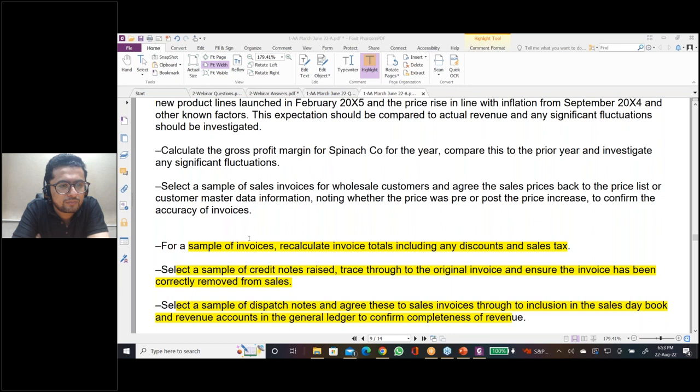Ibrahim has asked a question. If goods are not dispatched by the year end, can we still record it as revenue? Everyone out there, can you answer Ibrahim's question? If the goods are not dispatched by the year end, we actually received the order, but we didn't dispatch. Can we recognize it as year-end revenue?